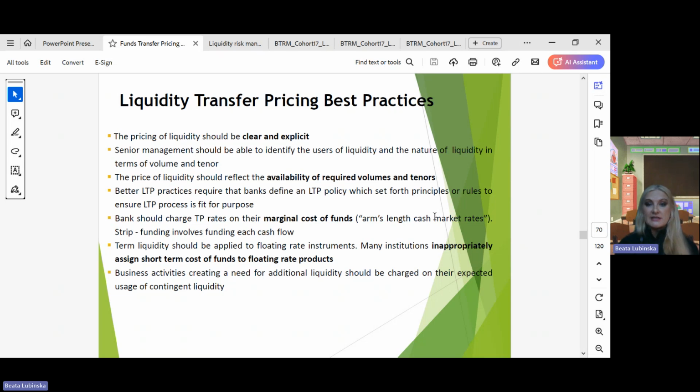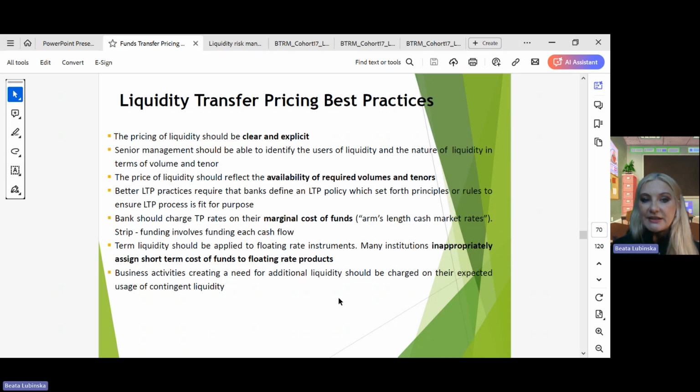And in some cases, I notice, and the regulator also notices, that this product is not properly FTP'd because the correct TLP is missing. So always answer the question of how long the product is consuming liquidity. And this will provide you with the answer of what should be the TLP allocated to this product. So one thing is the interest rate risk component, another one is TLP.